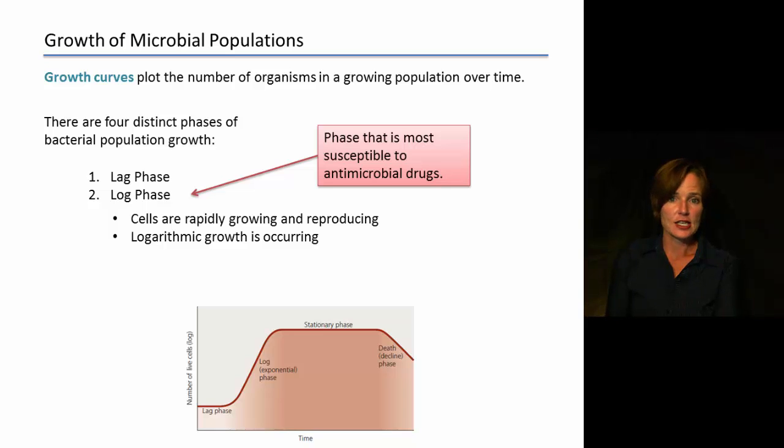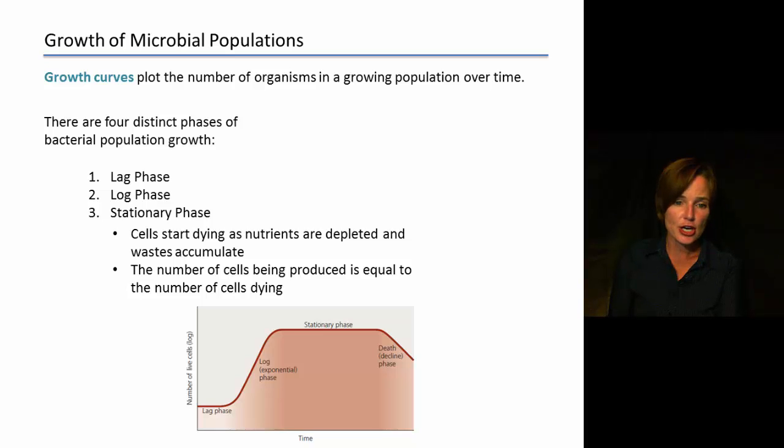This log phase is going to be the best phase for treatment. This is the phase that is the most susceptible to antimicrobial drugs. In the next phase, the stationary phase, this is when the cells start to die off. And they start to die off because at some point the nutrients are going to start being depleted, and the waste are also going to be accumulating. And the accumulation of waste is also going to be detrimental to the growth of the bacteria.